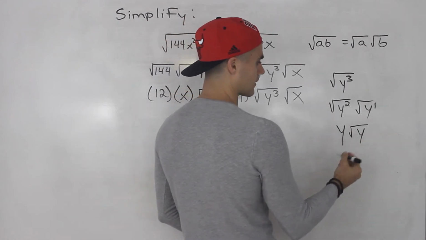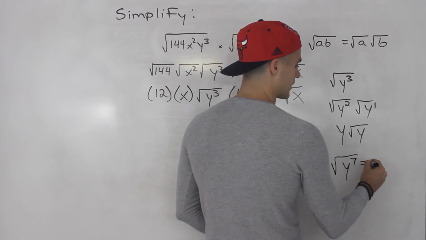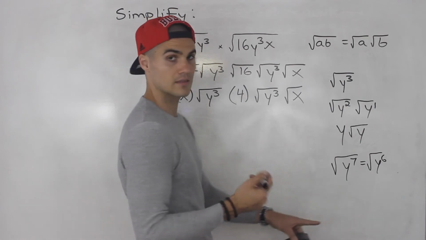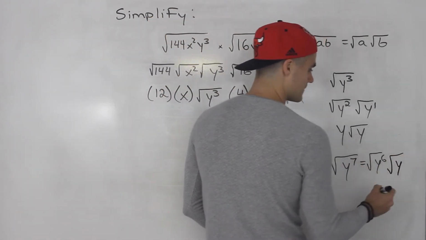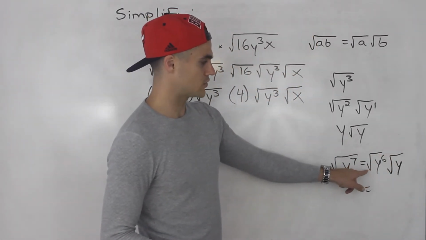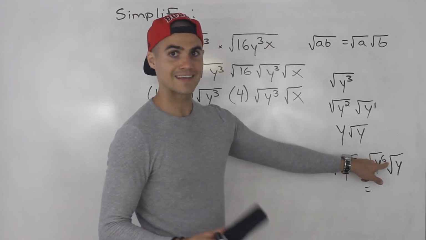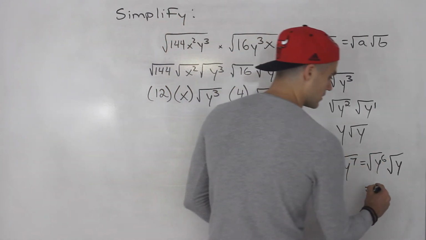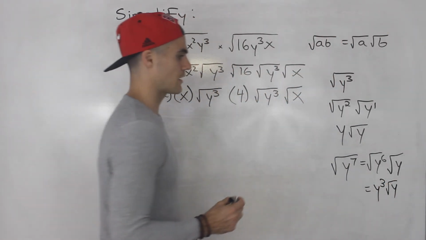Now, what if this was a higher degree? So let's say this was like y to the 7. Well, we would split it up into the square root of y to the 6, right? The highest closest even number, times the square root of y. And then the square root of y to the 6, if you remember, I mentioned that when you're taking the square root of a variable to an even exponent, you just take that even exponent divided by 2. So this would end up being y to the 3 square root y, like that.